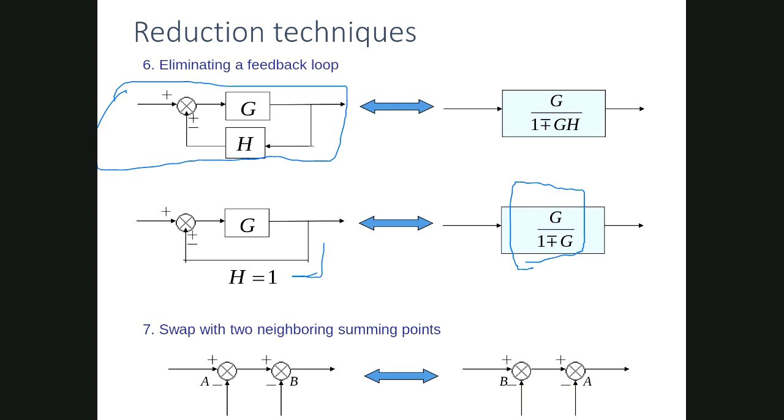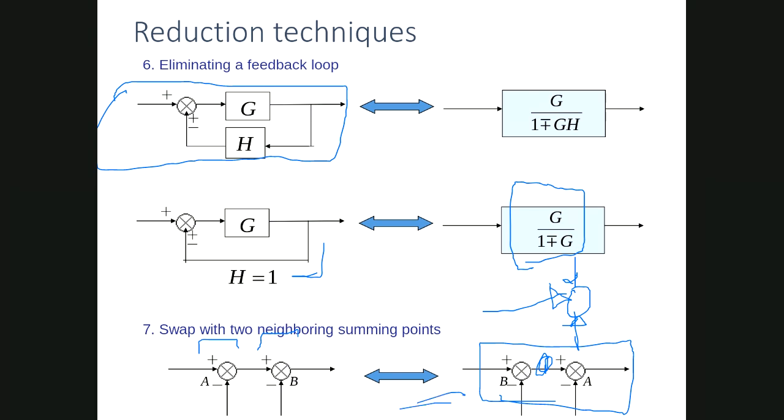Now, if you have two summing points with minus A going in, minus B going in, we can just swap them. It doesn't matter which one comes before the other, as long as there is nothing in between them. Or we can even combine them as one point, with one signal going in, B, and minus A going in from the bottom. But this is the point we're trying to look at here.